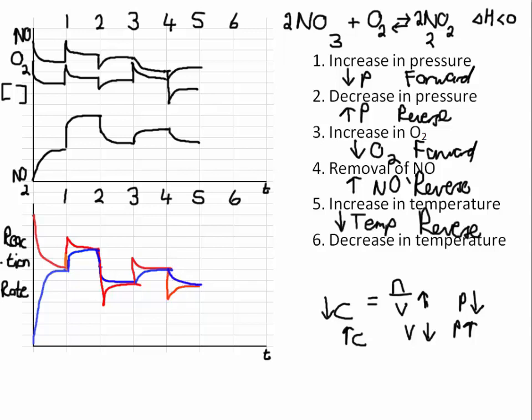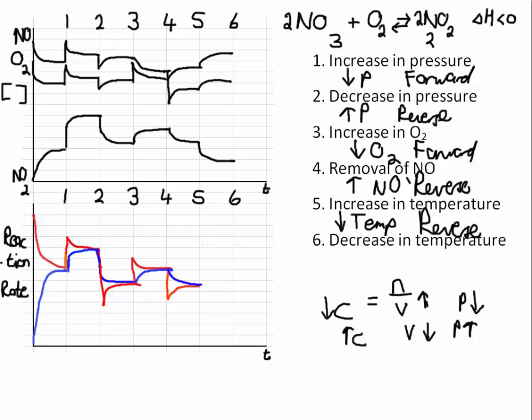So when we have an increase in temperature, the system will react by causing a decrease in the temperature. The reverse reaction is favored because the reverse reaction is endothermic. So when we have a look at what happens to our concentration versus time graph, we know because the reverse reaction is favored, the NO2 will gradually decrease and the O2 and NO will gradually increase.